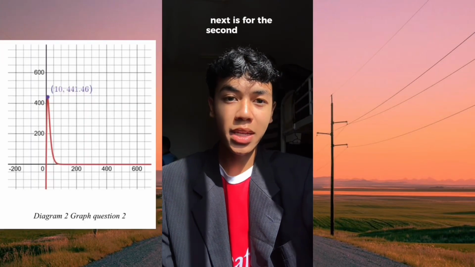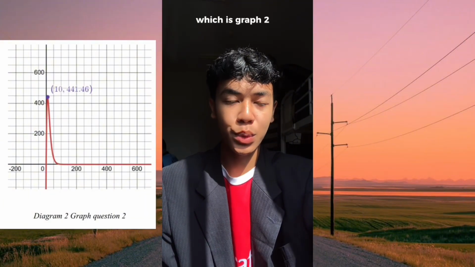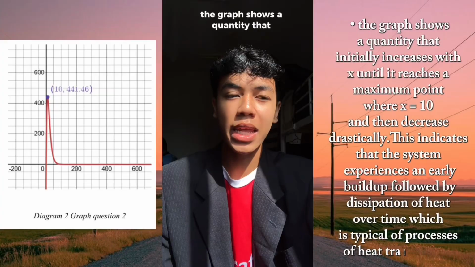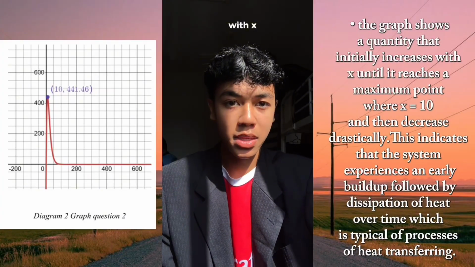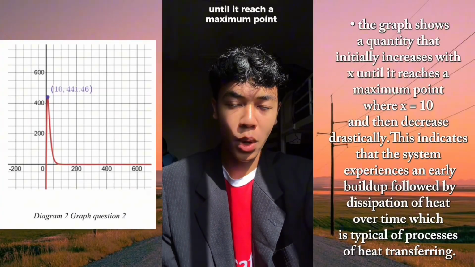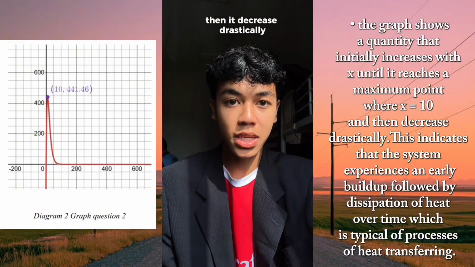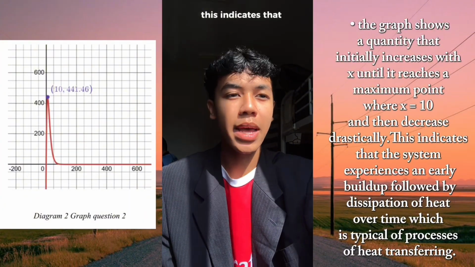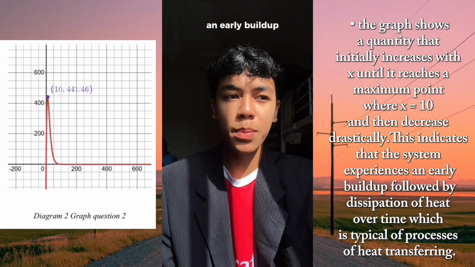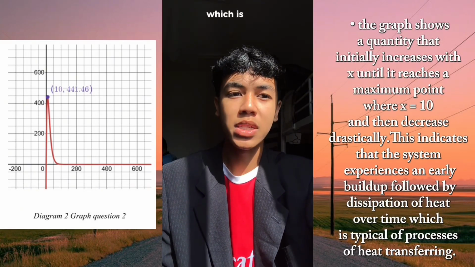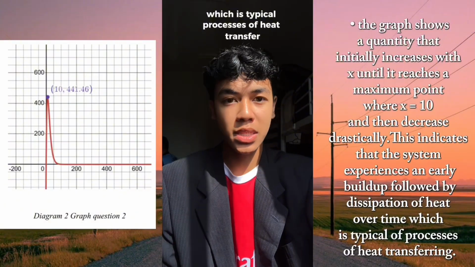Next is the second question, which is graph 2. The interpretation is that the graph shows a quantity that initially increases with x until it reaches a maximum point where x is equal to 10. Then it decreases drastically. This indicates that the system experienced an early build-up followed by dissipation of heat over time, which is typical of heat transfer processes.